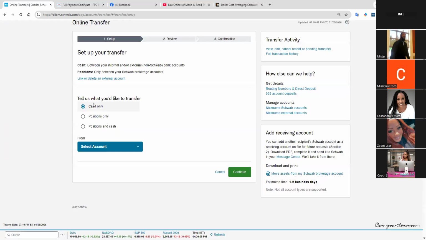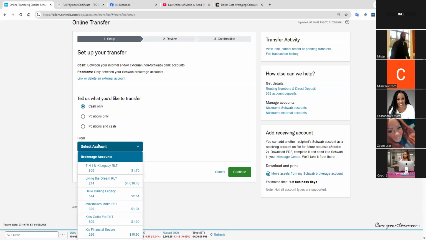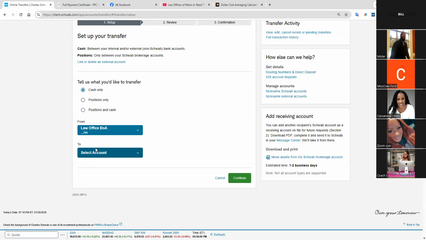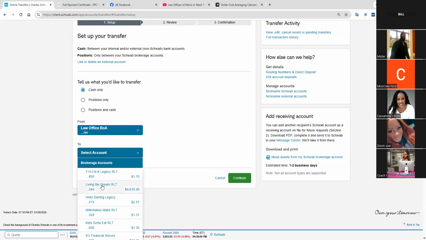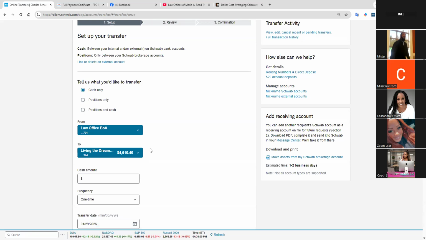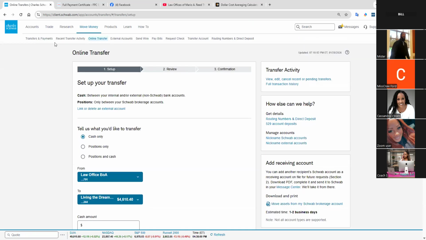So you would do cash only. You'll select the external account where the money's coming from, and then you'll select which one of the brokerage accounts you want it to go to. In my case, I already did the transfer. I already transferred over the $2,500 for this month.